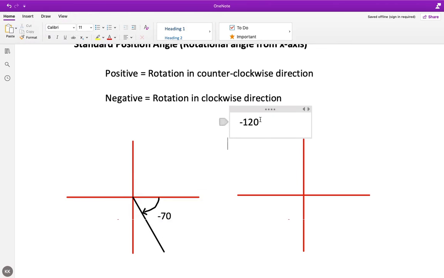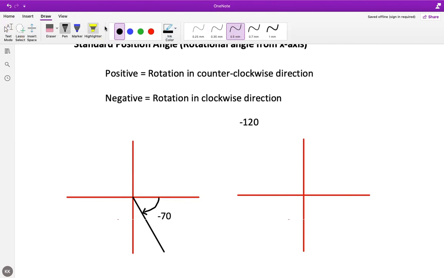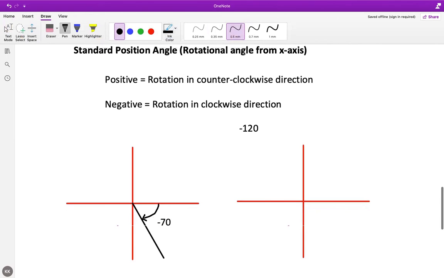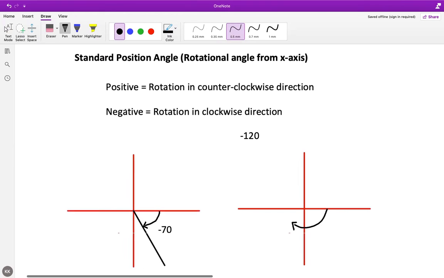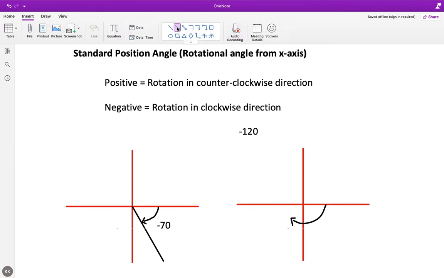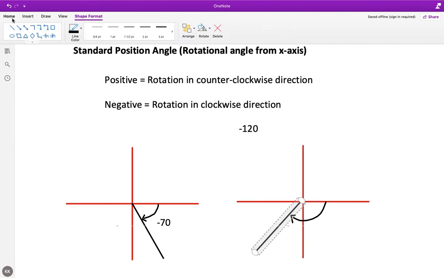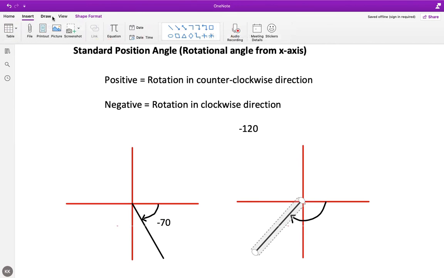What about negative 120 degrees? The same thing: we rotate from the positive x-axis in the clockwise direction because it's a negative angle. Negative 90 degrees passes through the negative y-axis, and I go a bit further and stop here. This angle is my negative 120 degrees. I put the line here, which signals that the angle stops here, and this is my terminal arm.